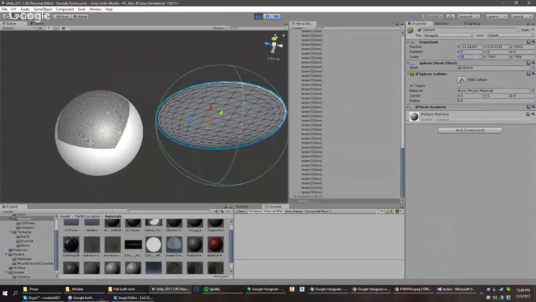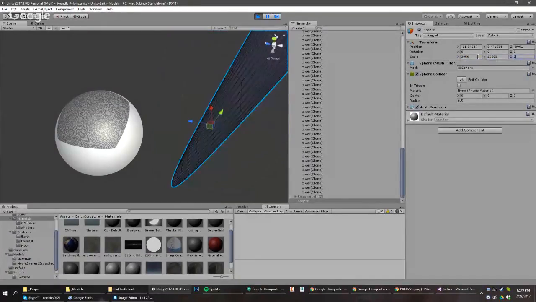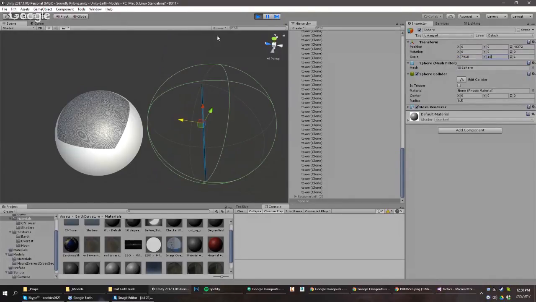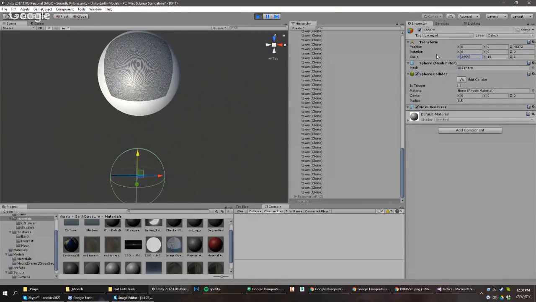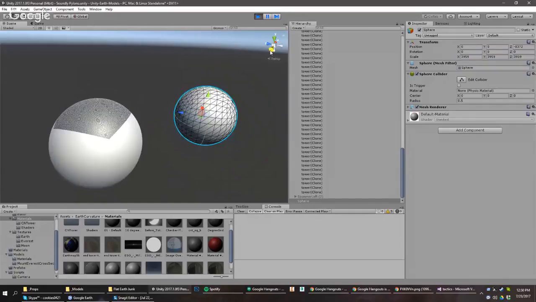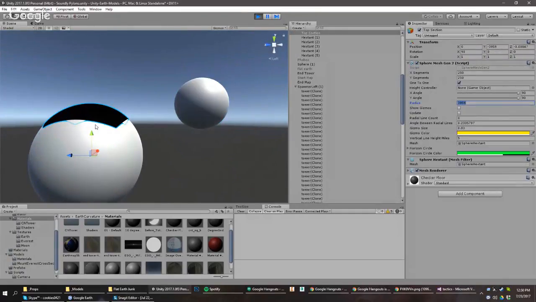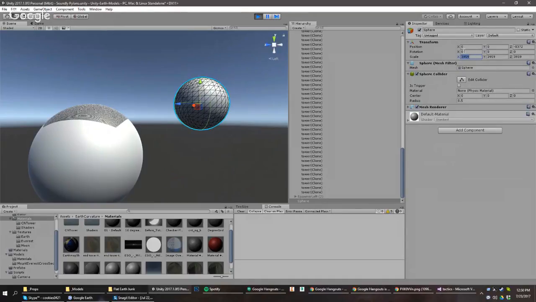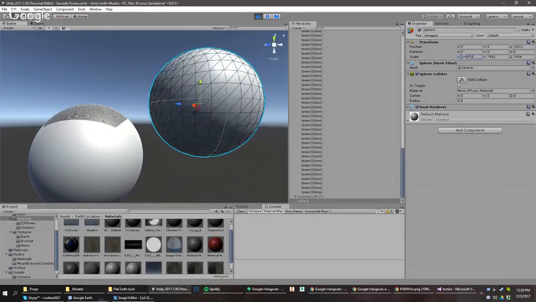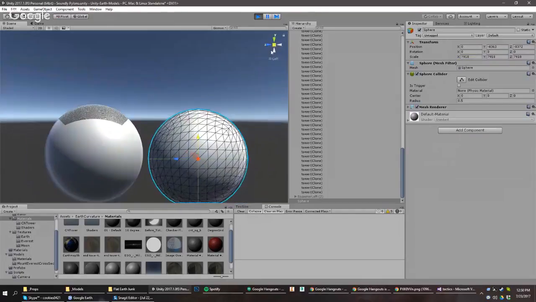Actually, you know what? Is it radius or diameter? Yeah, I guess it gives me a 2-meter. Oh no, I had it right. What the frick? That's not good. Okay, I had it right the first time. They're the same size.